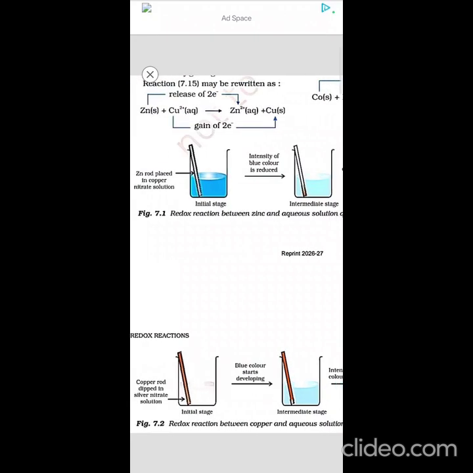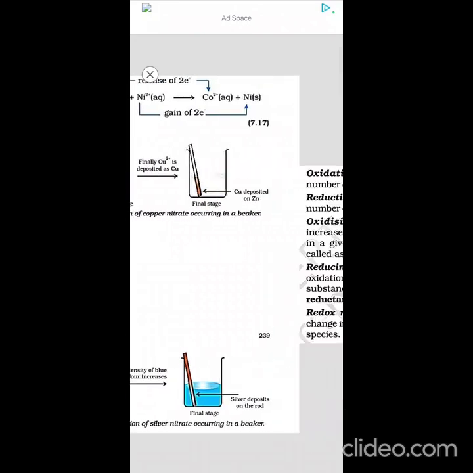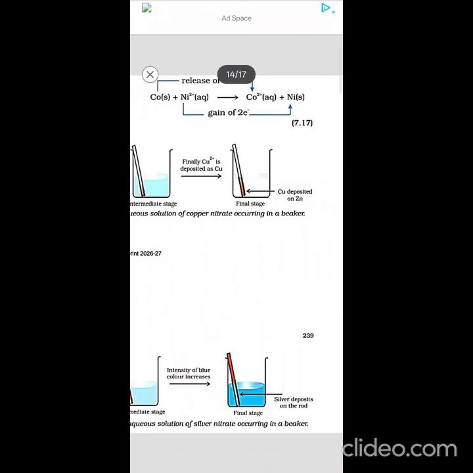We can take another example, iron plus copper sulfate. Fe plus CuSO4 gives iron sulfate plus Cu. Here Fe is in the elemental state and in CuSO4 copper is in the Cu2+ state. So Fe plus Cu2+ gives Fe2+ plus Cu. Here Fe loses 2 electrons to form Fe2+. This is an example of an oxidation reaction. And Cu2+ gains 2 electrons to form Cu. This is an example of a redox reaction.